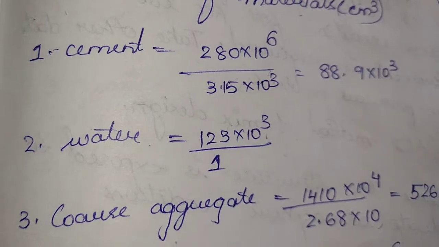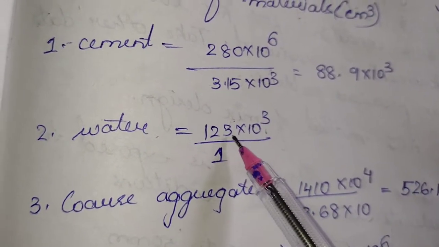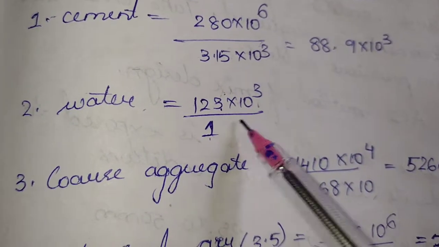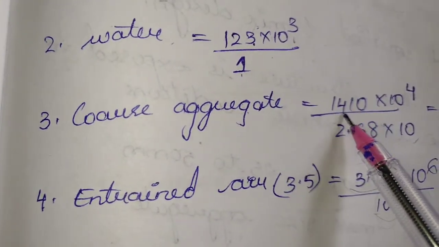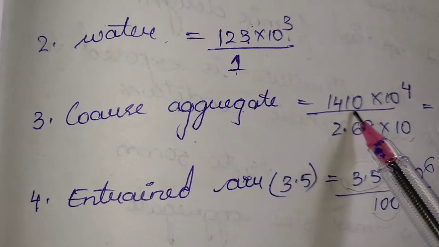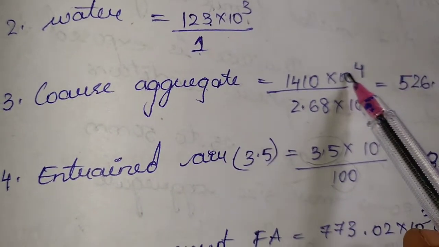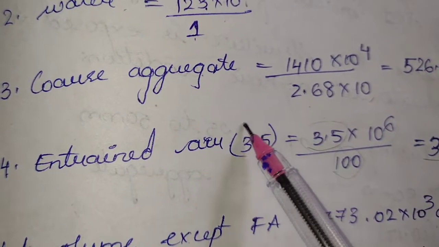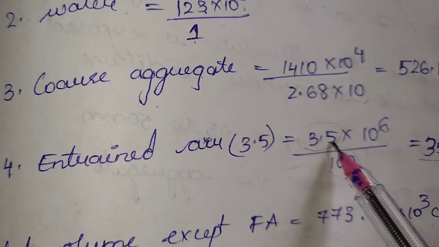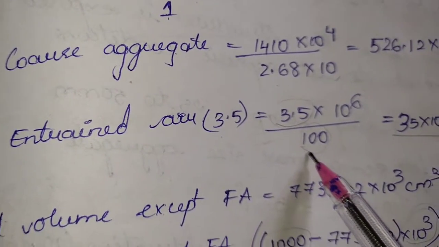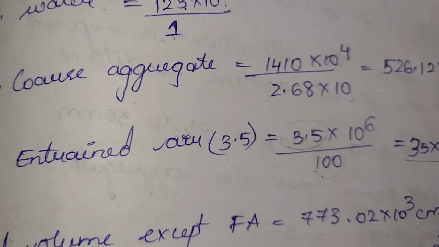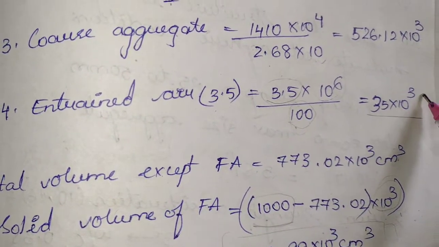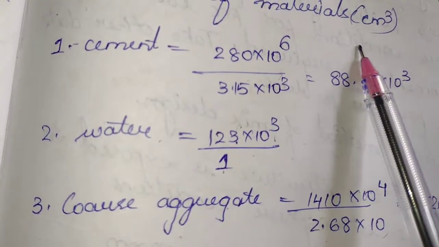Same for water: the weight of the water required by the specific gravity of water, that is 1, into 10 cube. For coarse aggregate also, the weight of the coarse aggregate by specific gravity into 10 cube. The entrained air we are taking as 3.5%. So 3.5% means 3.5 by 100 into 10 power 6, that is 35 into 10 to the power of 3. All this is in centimeter cube.